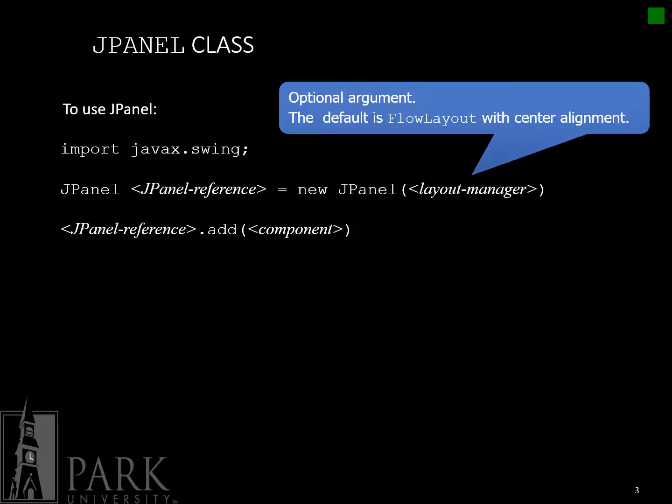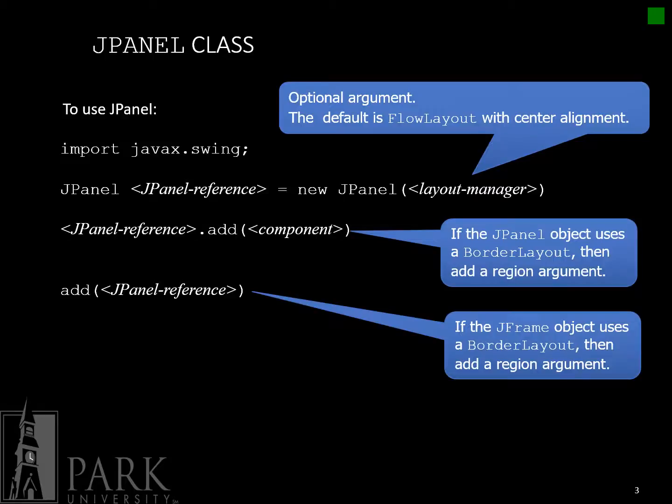And finally, we add our panel to the frame. Of course, if we're using the border layout with either the frame or the panel we are working with, then we need to specify which region we are going to send it to as a parameter as well.